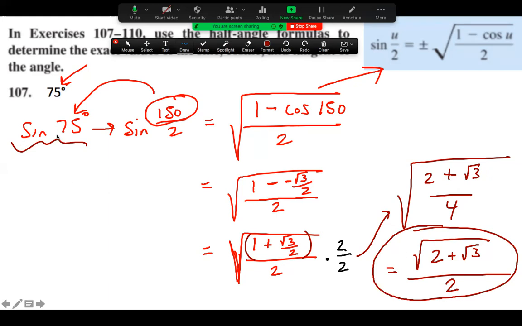So that's the sine of 75 degrees using the half angle formula. Now we will do cosine of 75 degrees and tangent of 75 degrees, and we will wrap this up.